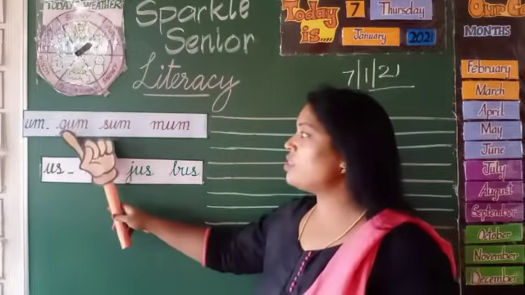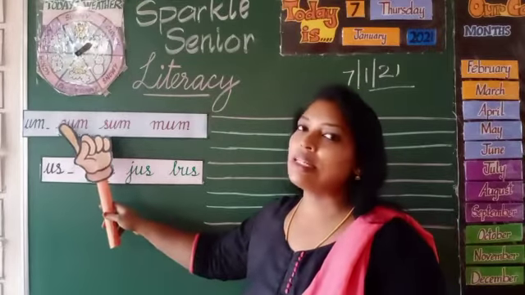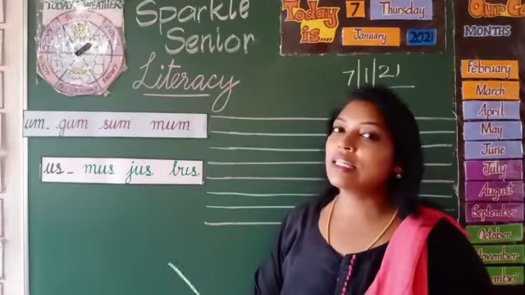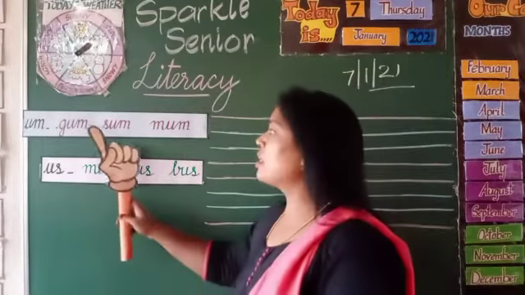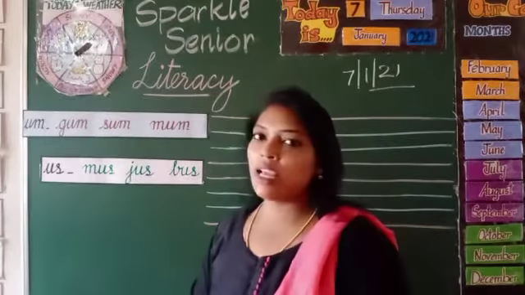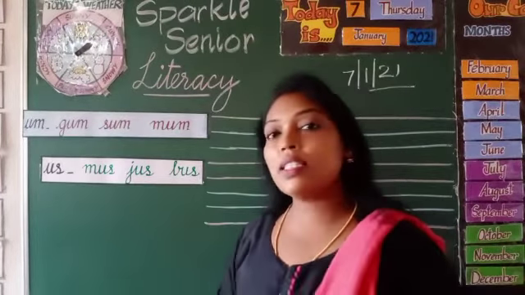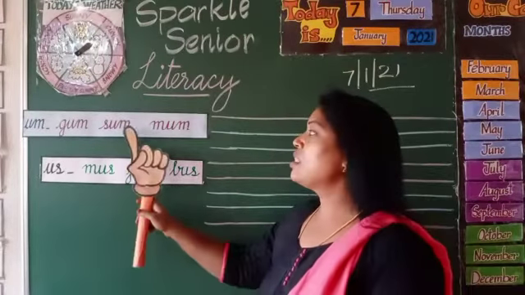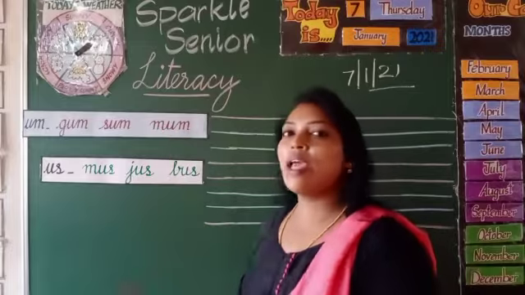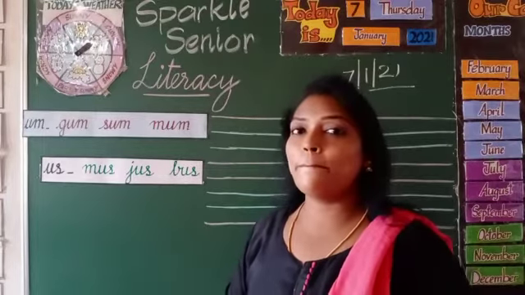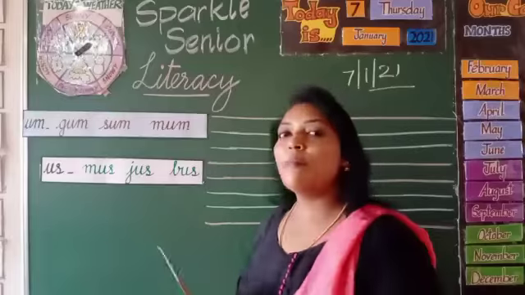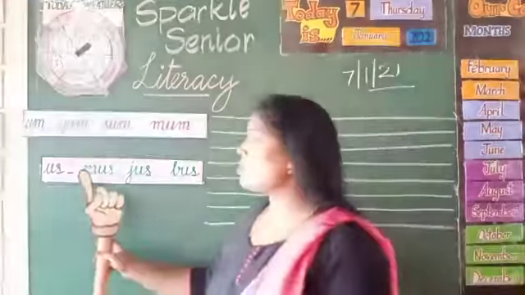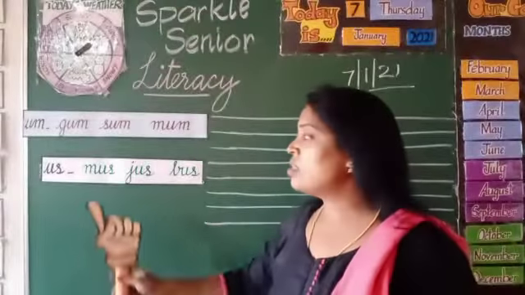Okay. So what's the first letter? G. G says G. Gum. This is S. S says S. Some. This one is M. M says M. Mum. Next, let's read the words that end with us.